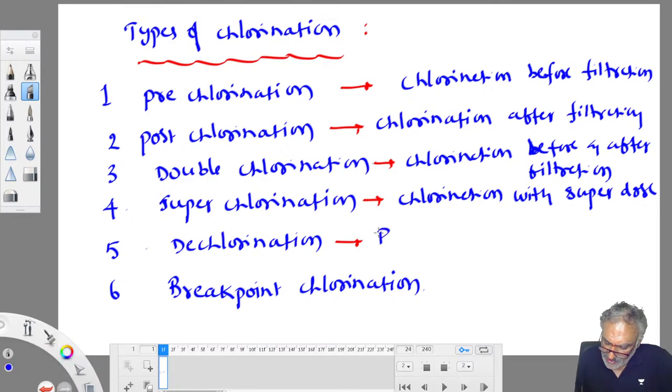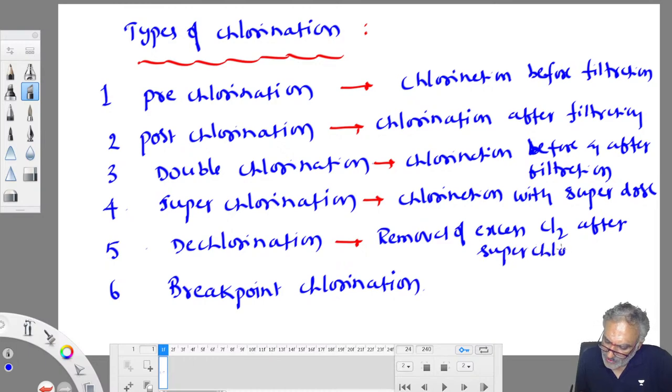Dechlorination, removal of excess chlorine, after super chlorination. After super chlorination, normally we carry out dechlorination.